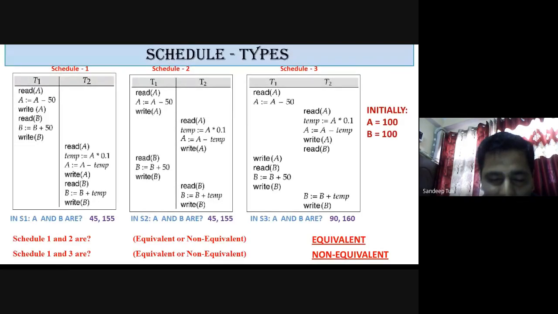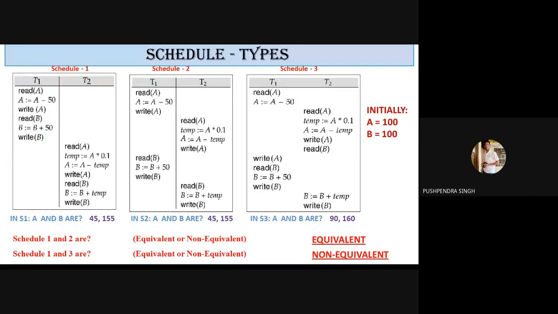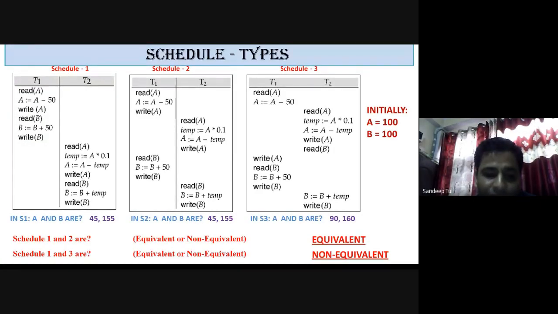Yes, sir. Schedule 2 is a non-serial schedule, but still it is producing the same result as the serial schedule 1. So we have somehow maintained how the instructions are being executed in schedule 2. We have applied some ways and means to set the instructions in such a manner that they will get the same output as the serial schedule. Yes, sir. That's why we are getting the actual output.